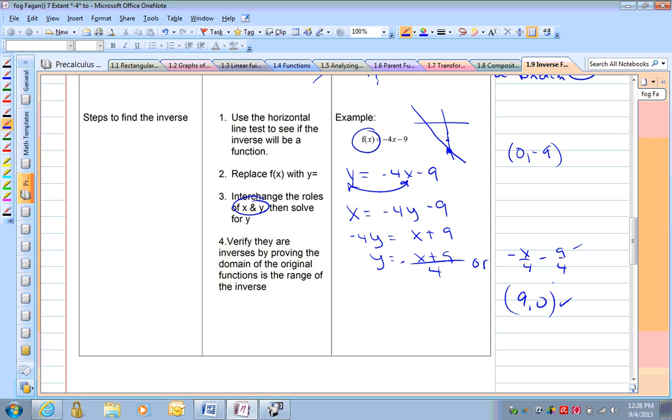All right, I think that's really it for tonight. We've got 1.10 to do tomorrow night, and then next Wednesday will be your test.